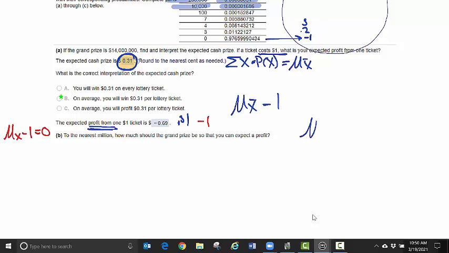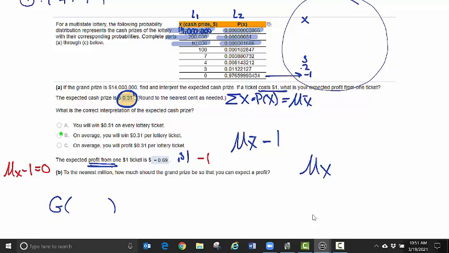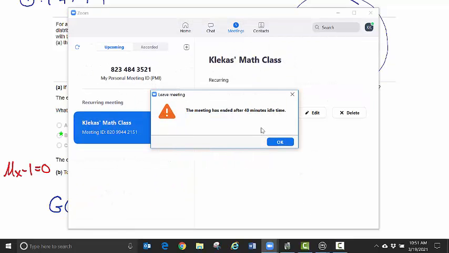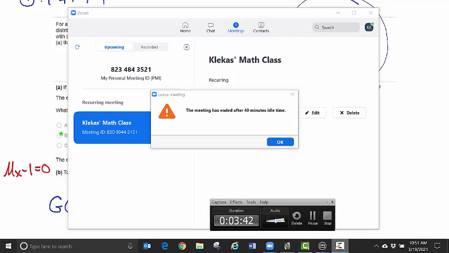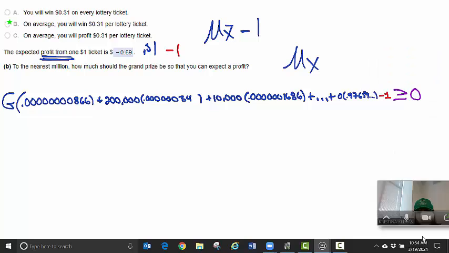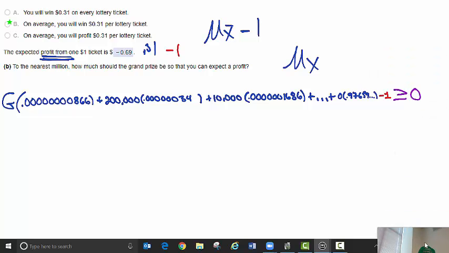So to find the average again, it's every value, so the grand prize times the probability of it happening, so it would be this 0.000 whatever, right? And so you are going to have to write all of this out, plus... basically here's the formula, but shorthanded. It's the sum of every value times the probability of it happening, so that's the expected value, minus 1, and that needs to be greater than or equal to 0, because that would give us when our profit is above 0.